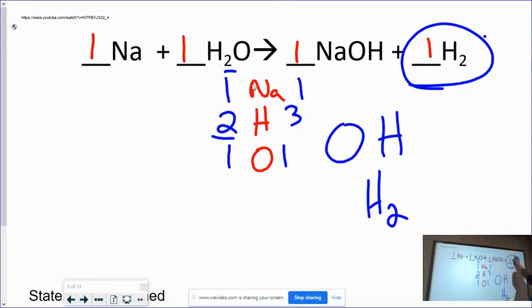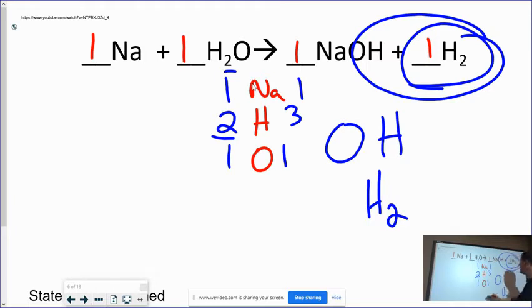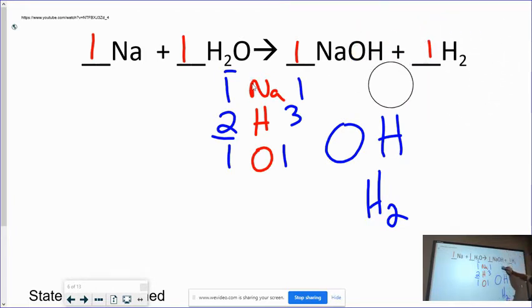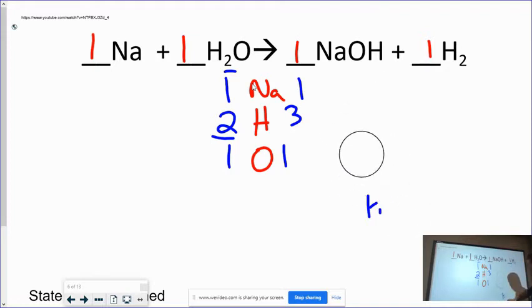I have 3 hydrogens on this side. How do I balance that out? Pause the video. Take a good minute or 2 and see if you could figure that out. A lot of learning will occur if you can figure that out on your own. If you're just watching as you're going along, you're not going to learn much.